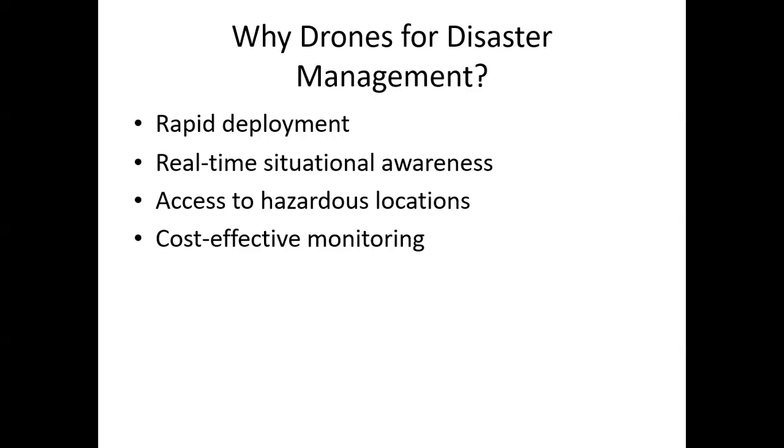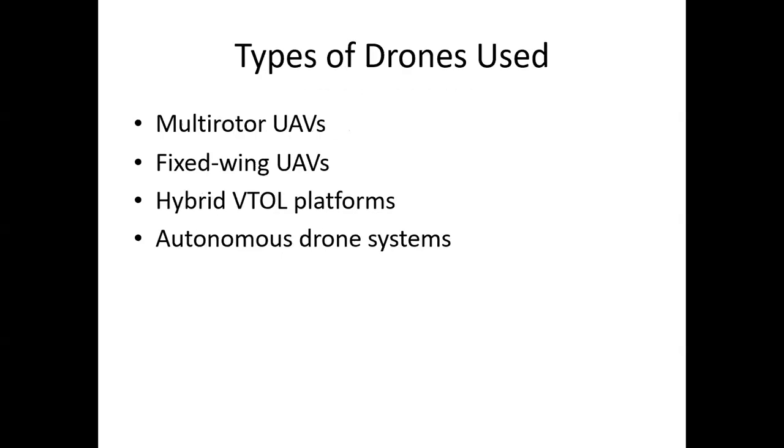Drones can safely access hazardous areas such as flooded areas, collapsed buildings, wildfire zones, and chemical spill sites, where human access may be more dangerous in nature. Compared to helicopters and manned aircraft, drones provide a cost effective solution for surveillance, monitoring, and data collection. These capabilities make drones highly valuable for emergency responders and decision makers.